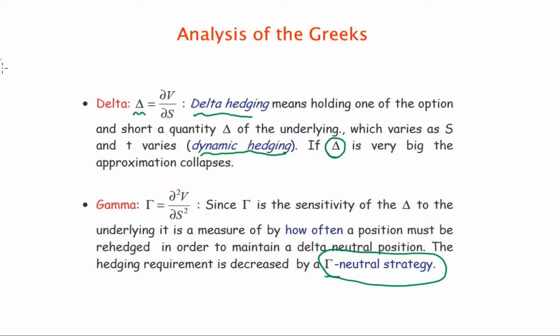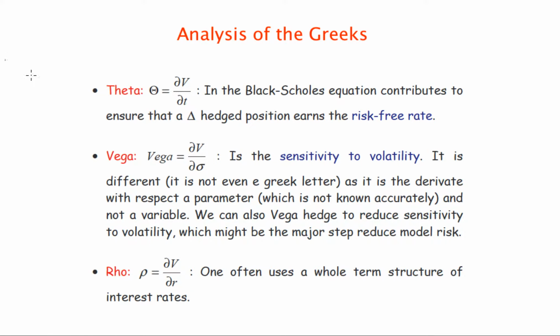So these are two of the Greeks, probably the most well-known Greeks associated with the value of the option. But there are other ones. For example, we have theta, which is the partial derivative of V with respect to time. This term arises in the Black-Scholes equation, and it contributes to ensuring that the delta hedged position earns the risk-free rate, because this term appears in the Black-Scholes equation multiplying with an r, which is the risk-free rate.